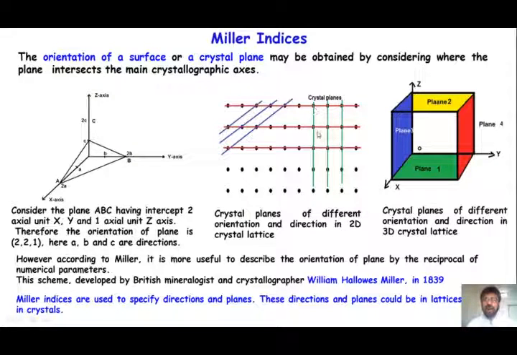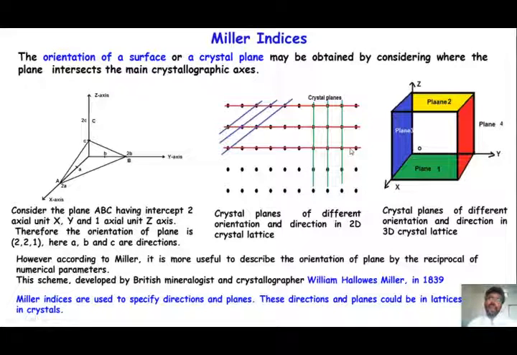Then we can write the coordinates of this plane, that is 0 1 1 0 1 0. Now here, if we consider this is along the z-axis, then the coordinates of this point of these planes are 0 0 and 1.